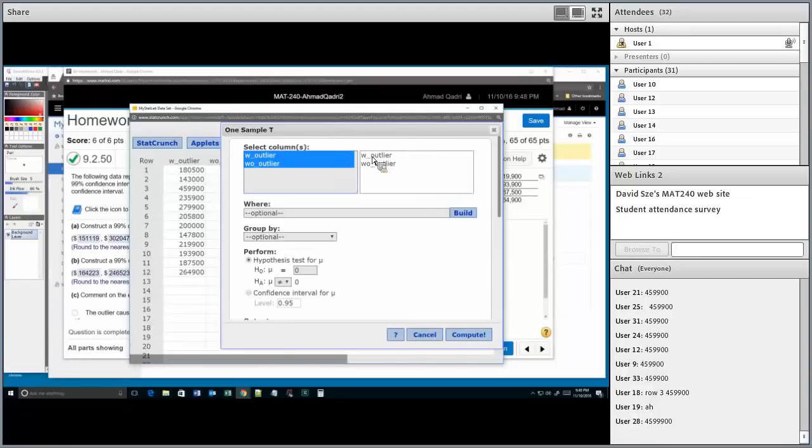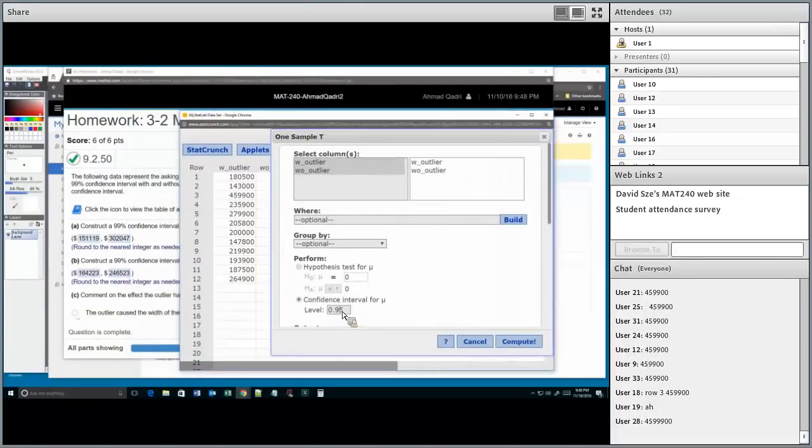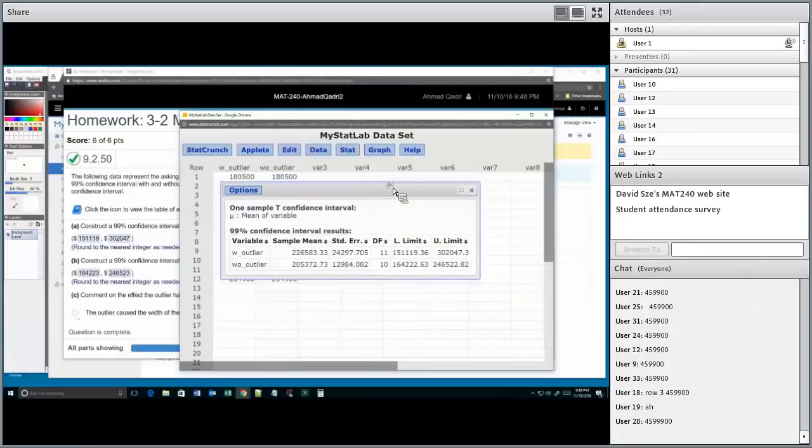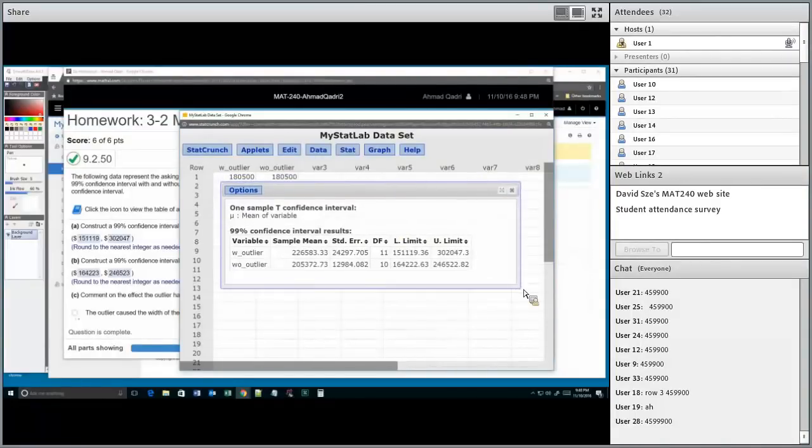Where is the data located? Okay. So this is with outlier, without outlier. I got that. And now we are going to choose confidence interval and we need a 99% confidence interval. So I'm going to change this to 0.99. Okay. And here's the answer. See how nice it is, how quickly it calculates it, and you don't have to do any calculations using the calculator or anything. Okay, so with the outlier, this is your confidence interval. Without the outlier, this is the confidence interval.